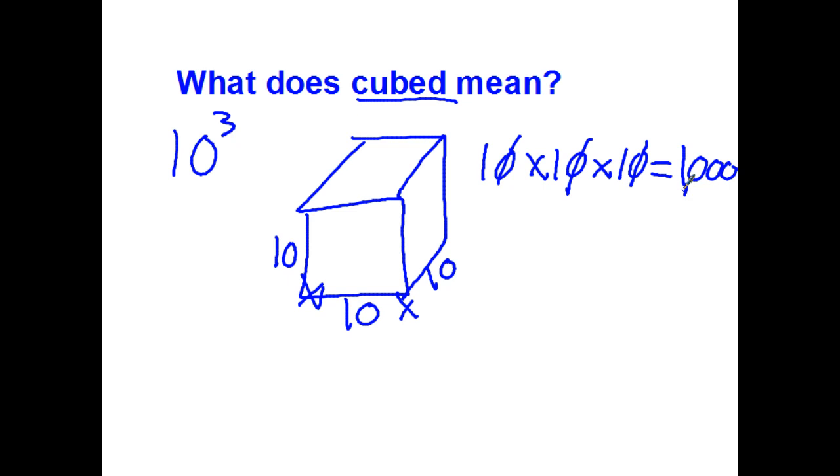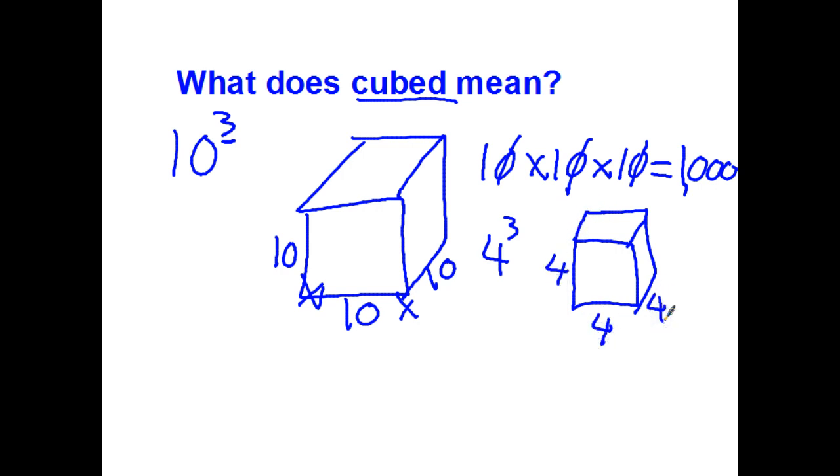So if it says cubed or third power, you can just kind of think you're building a cube out of little tiny cubes. If I was doing 4 cubed, that would mean I have a cube that's 4 on this side, 4 on that side, 4 on that side, and I would go 4 times 4 is 16, and then 16 times 4 gets me to 64.